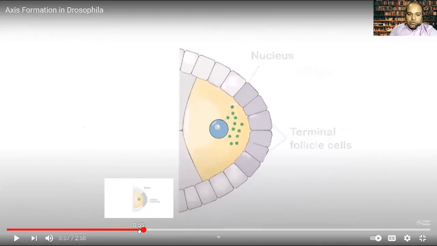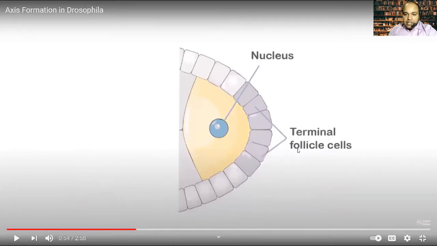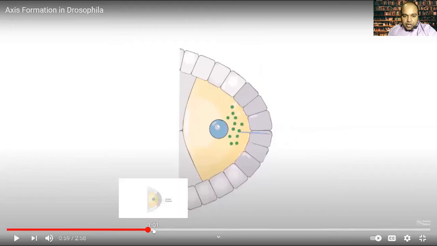I've already told you, you just look here. These are the terminal follicular cells which are present. There is a nucleus of the oocyte which is present. Now the nucleus began to synthesize an mRNA, and that mRNA is referred to as gurken mRNA.